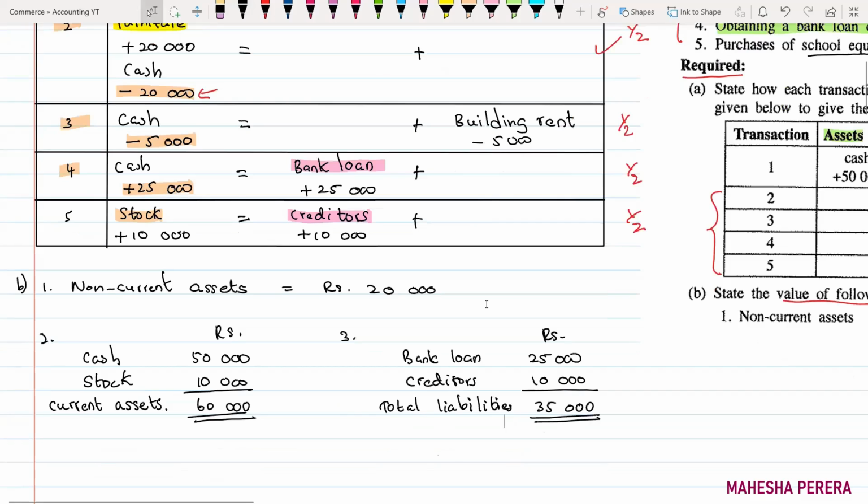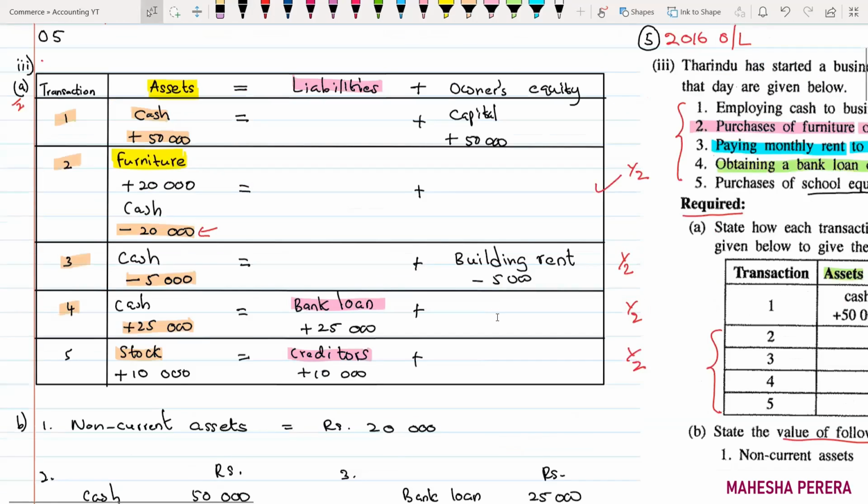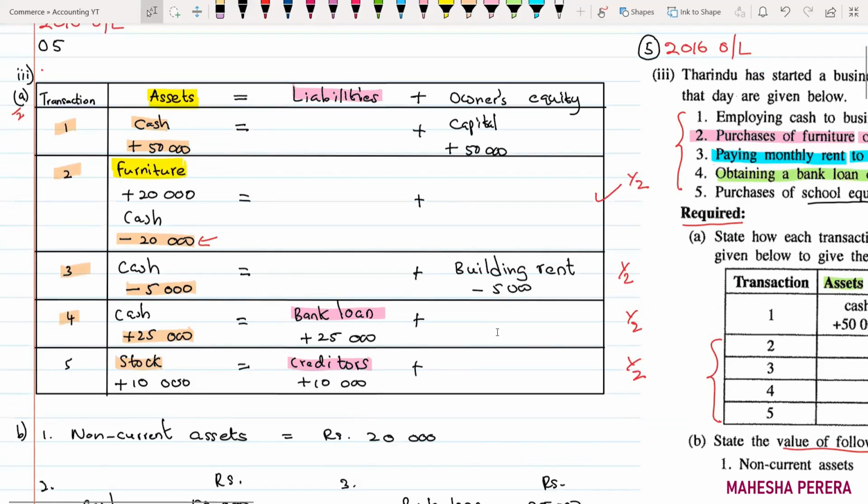It is actually, we need to find the equity of this business. Right. Now, if you consider the equity, we see that there is capital, right? Capital. Because of capital, the equity increases. Because of the building rent, equity decreases. So what's your final value of equity? It is plus 50,000 minus 5,000 means plus 45,000. So the value is 45,000 rupees, right?